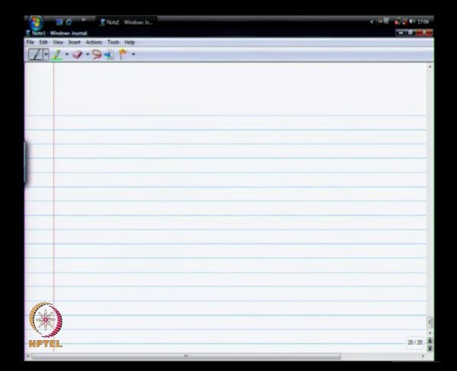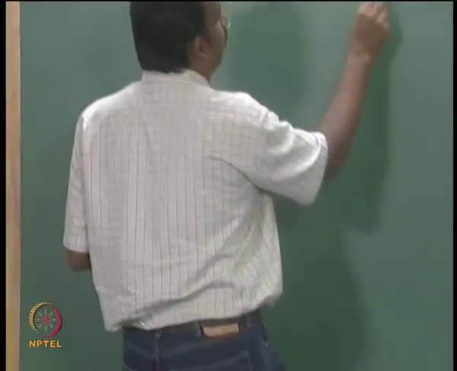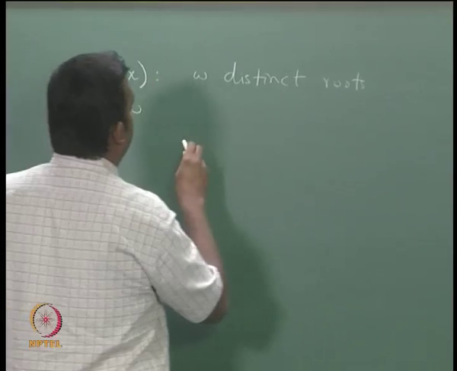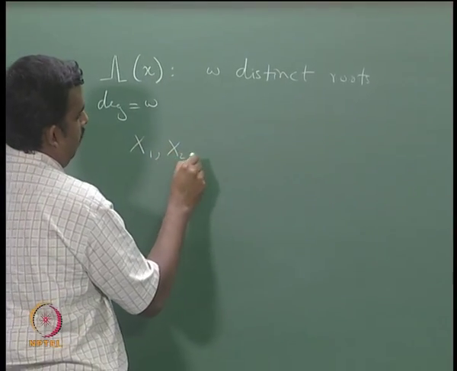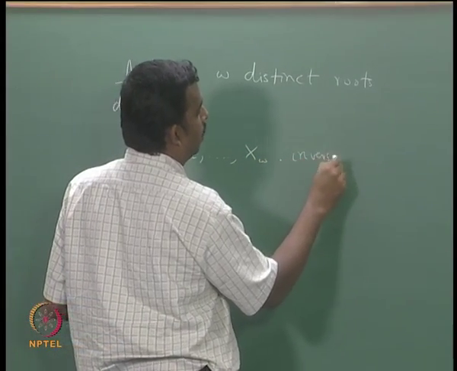Alright, so the next step is, if you had W distinct roots, you set x1, x2, up to xW to be what? The inverse of the roots. This is important. You are setting it to be the inverse of the roots, not the roots themselves. So if you find a root, then it is xi inverse, because lambda of x has degree equal to W, and we found W distinct roots. You set the error locations to the inverse of the roots.